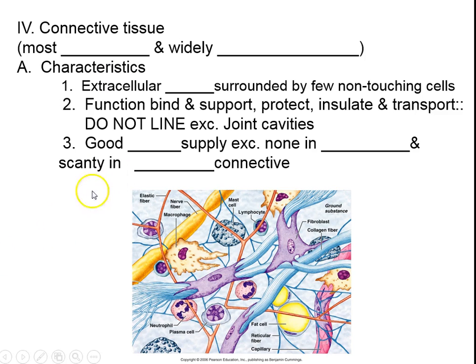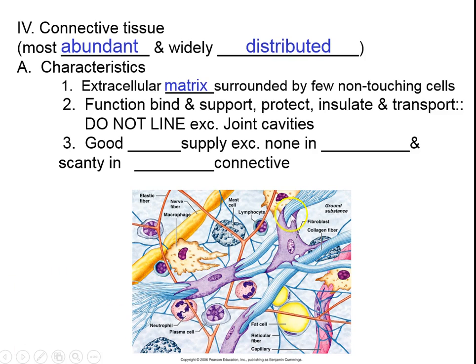So now we are to connective tissues. Okay, so connective tissues are the most abundant and the most widely distributed. They vary the most, but they all have three things in common with each other. There are very few non-touching cells. Remember, epithelial is stacked one on another. They form barriers and boundaries, but the cells in connective tissue are spread out, and in between these spread out cells is an extracellular matrix.